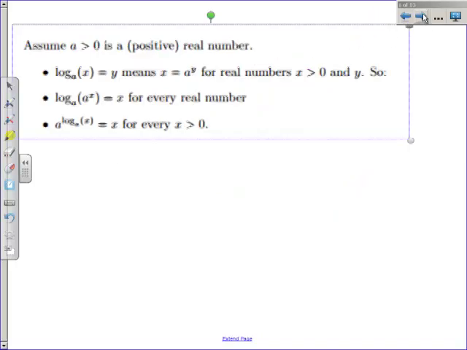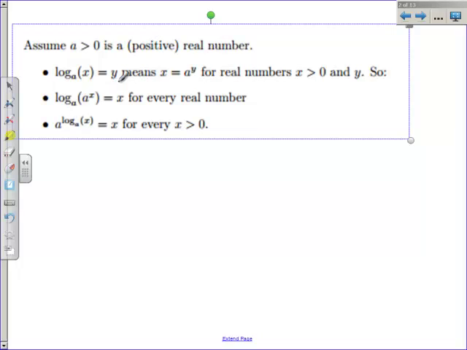All right, so we're going to talk about, again, our base has to be positive. We already know this first bullet. This is how you rewrite a logarithmic statement into an exponential. And we're going to require that x is greater than 0, so the domain of logarithms has to be positive.